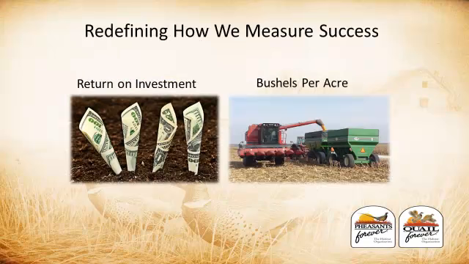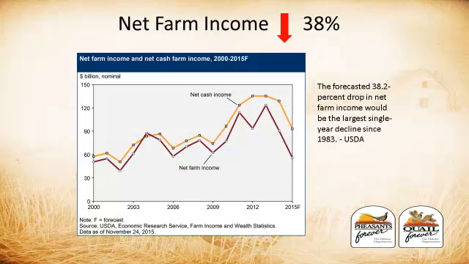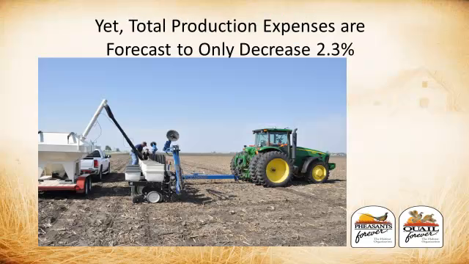So we can look at it as return on investment. We're talking about bushels, but either way you want to go, if you're putting $1 in, you should be expecting at least $1 out. As everybody in this room probably knows, we're in a little bit of a down cycle. Right now, net farm income is down 38%, which is the largest decline since 1983. But at the same time, as everybody knows, our input costs are still pretty high. So we've really got to maximize where those inputs are going.